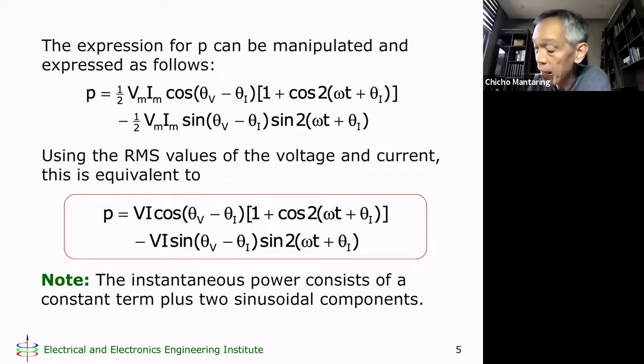If I take a look at my second and third term, they are actually sinusoids, where the amplitude of my sinusoid is VI cosine(theta V minus theta I), and the amplitude of my other sinusoid is minus VI sine(theta V minus theta I). So your instantaneous power consists of a constant term and 2 sinusoidal components.